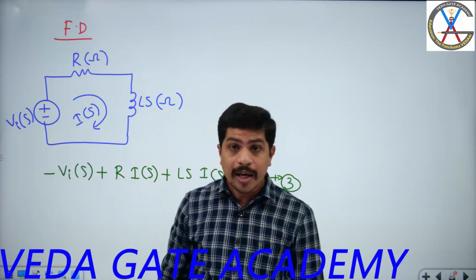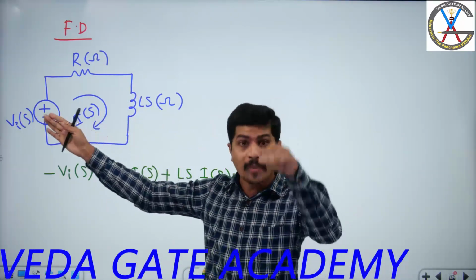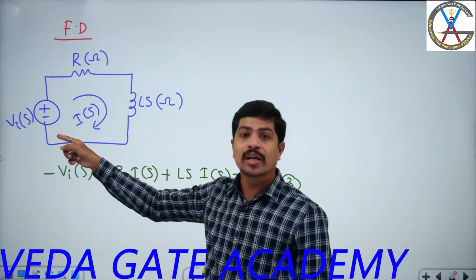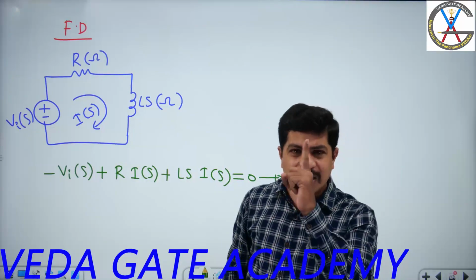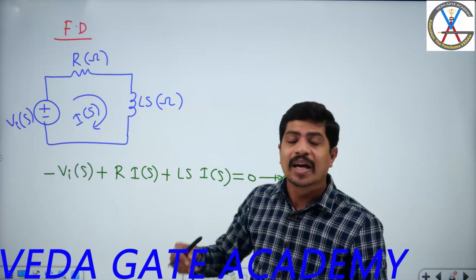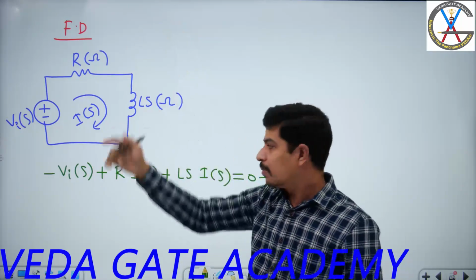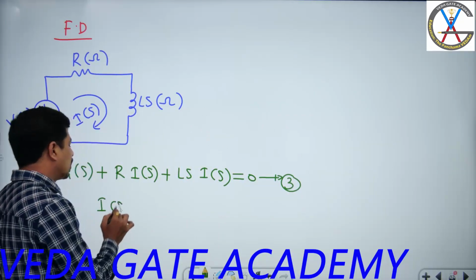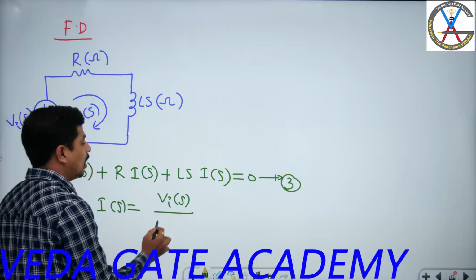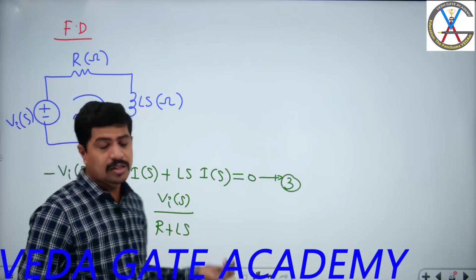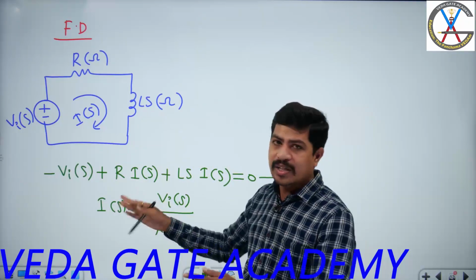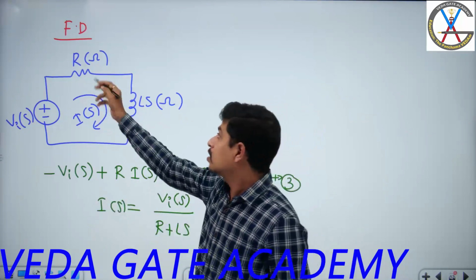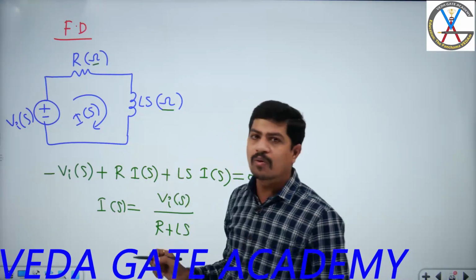The KVL equation of a dynamic system in S domain is an algebraic equation, whereas the same system equation in time domain is a differential equation. First advantage of the S domain is that integro differential equations in time domain become algebraic equations in S domain. How to get I of S? I of S is equal to VA of S by R plus LS, simply Ohm's law, or you can solve this KVL by taking I of S common. Because these units are ohms and these units are also ohms, we can write Ohm's law directly.